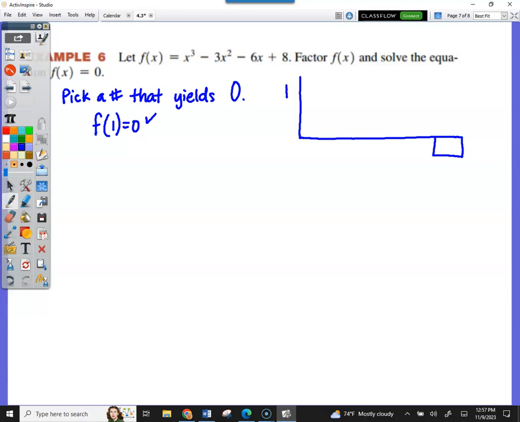Quit cheating. We don't have the calculator on the test. Okay, back to this. Don't lose sight. There are no squirrels. I'm losing a lot of sight. No squirrels.